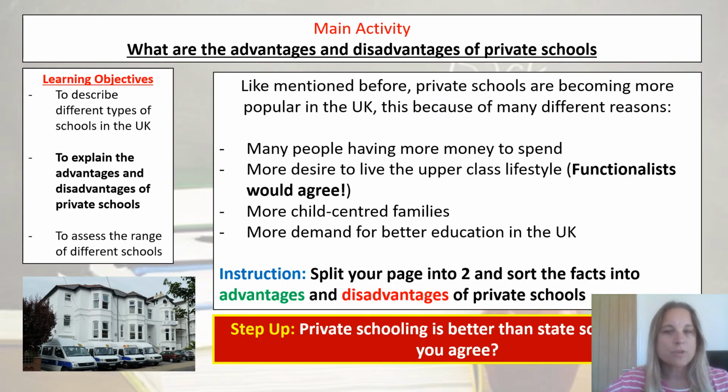So private schools are becoming much more popular in the UK for a number of reasons. Firstly, people seem to have more disposable income at the moment to be able to afford them. Secondly, people are beginning to desire to live the upper class life. People are aspiring to a different lifestyle. There's more child-centred families. So we've talked about child-centred families before. This idea that people are willing to spend their money on their children's education, perhaps over holidays or the latest car and so on and so forth.